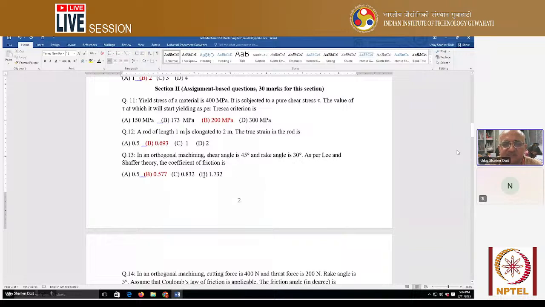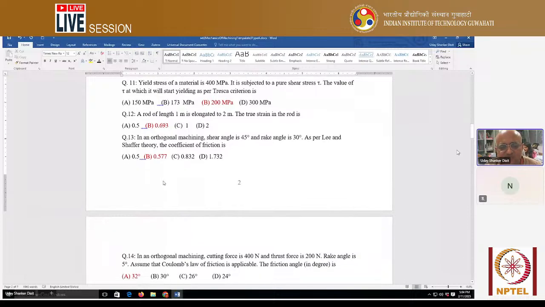As per Lee and Shaffer theory, the coefficient of friction is... As per Lee and Shaffer theory, you have to see what the relation is between them. The relation is given between phi, alpha, and the friction angle. So by that relation you get the friction angle, and then you take tan of it. Tan of the friction angle will give the coefficient of friction.